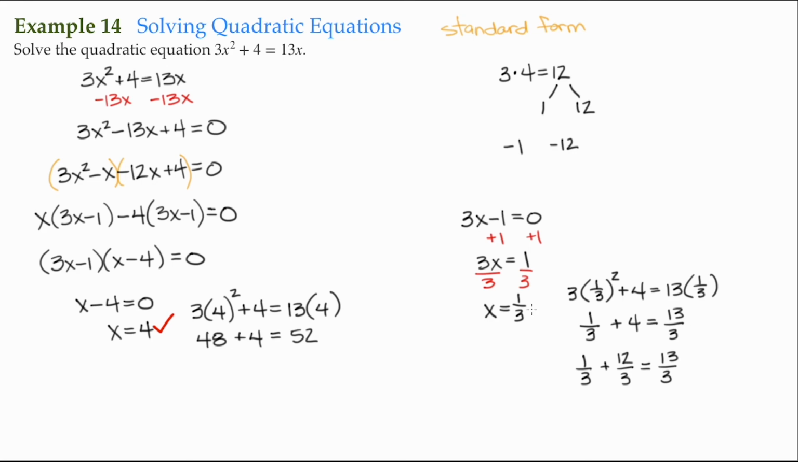So look at that. X is equal to 1/3 also works. So the solution to 3x squared plus 4 is equal to 13x: x can equal 4, and x could also equal 1/3. And I think we have it.